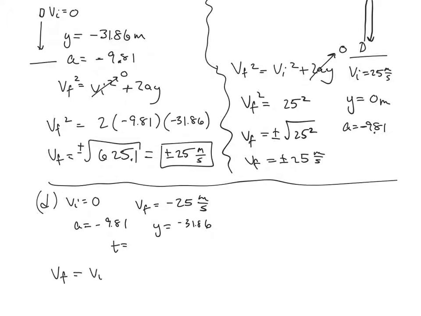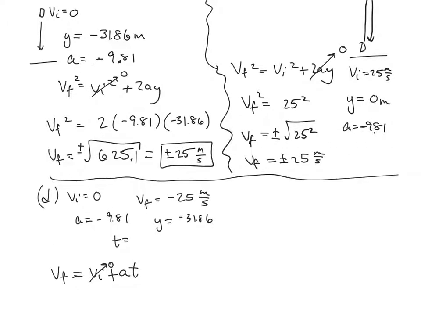I agree. I think this is the simplest formula because T is by itself, kind of. It's not squared. I could use y equals VIT plus 1 half AT squared, but then I've got to take a square root for T later on, and it just becomes a messy problem. Okay, solve for T. We know that VI was 0. That drops off. We're going to get 2.55 for sure.